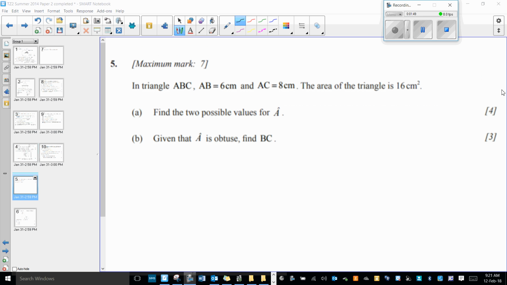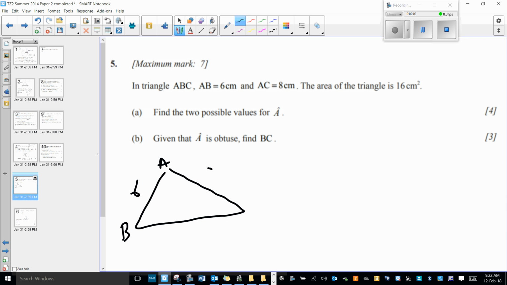Okay, triangle ABC. Let's sketch. So AB and AC, so we know AB and we know AC. We know the area. So let's try and find this angle here. So formula booklet.